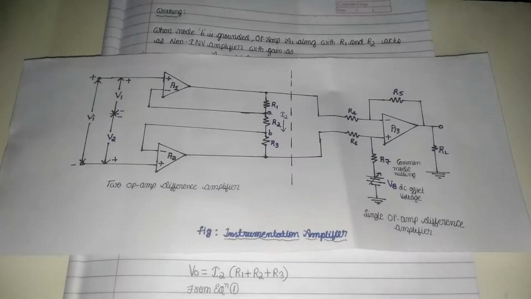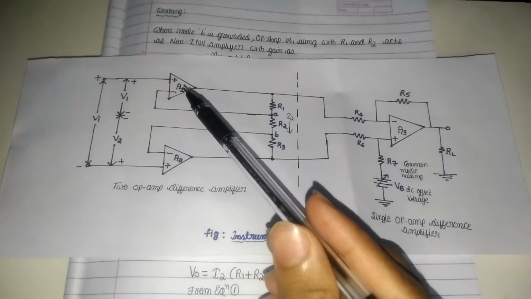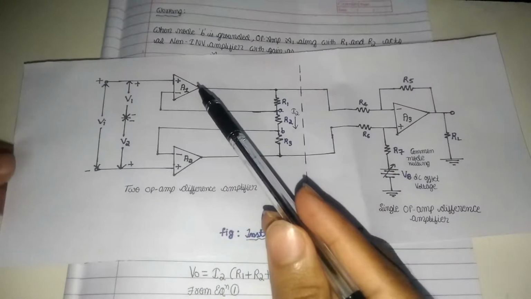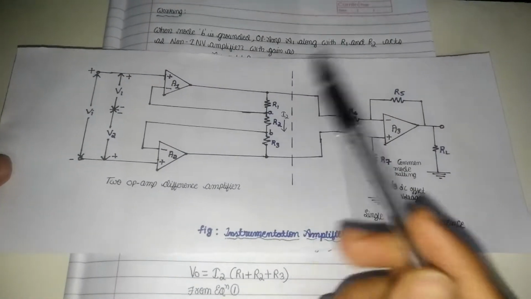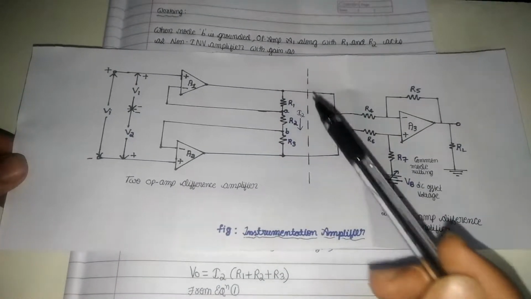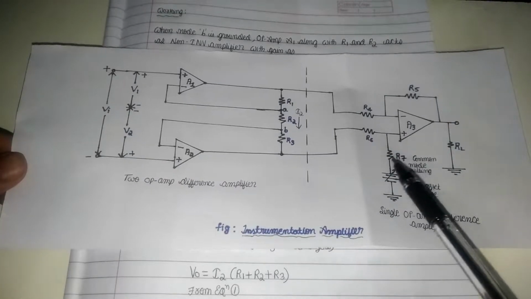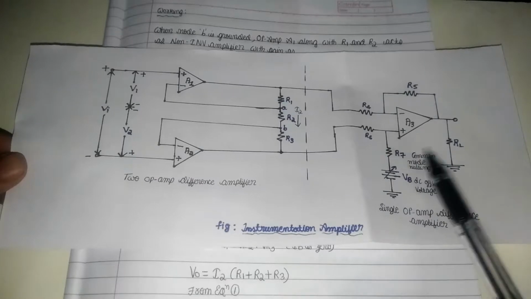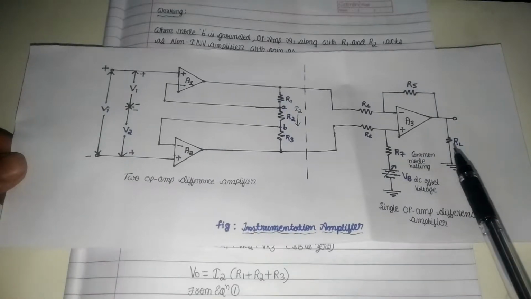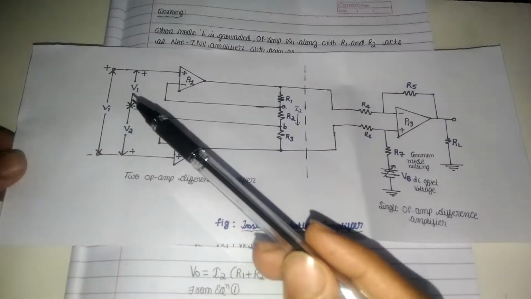First of all, we will look at the construction of the instrumentation amplifier. What are the components that we need during the construction? We need three op amps, A1, A2 and A3, and we need how many resistances? 1, 2, 3, 4, 5, 6, 7. We need 7 resistances and 1 load resistance, and we need two voltages V1 and V2.